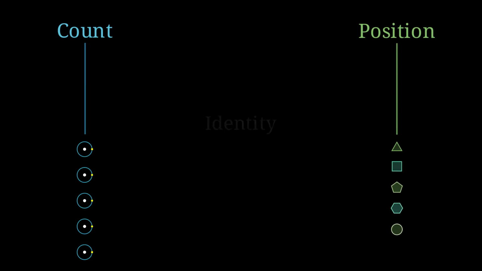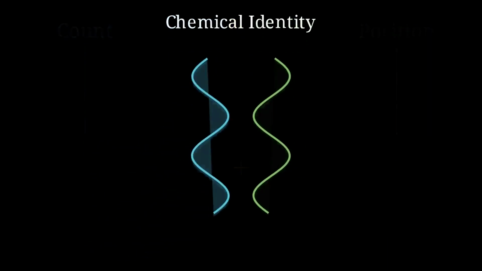So the next time you look at a chemical formula, don't just see letters and numbers. Look closer at the electron counts and the spatial arrangements. In chemistry, identity isn't just about what you're made of. It's about how many parts you have and exactly where you put them.